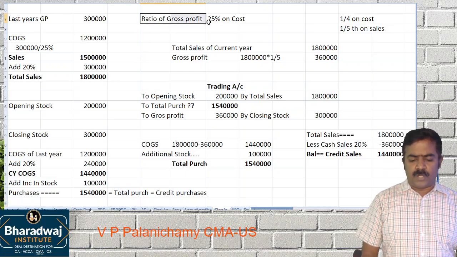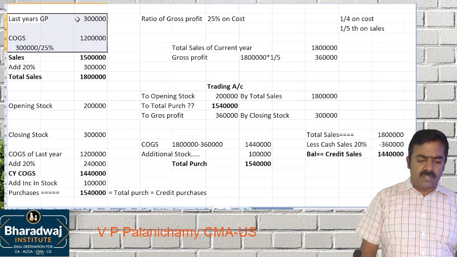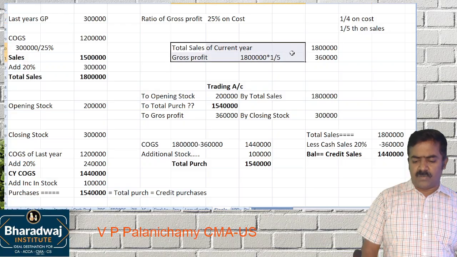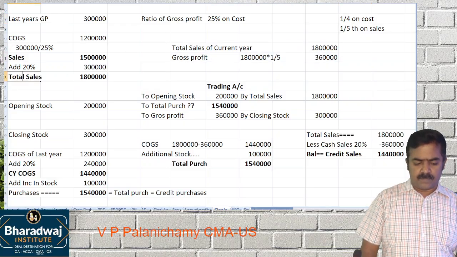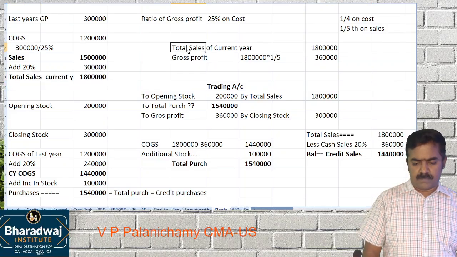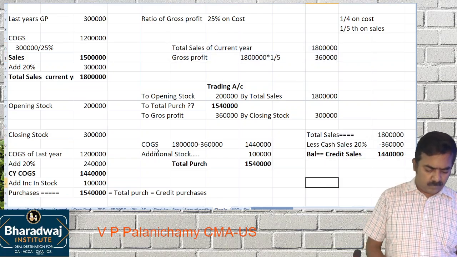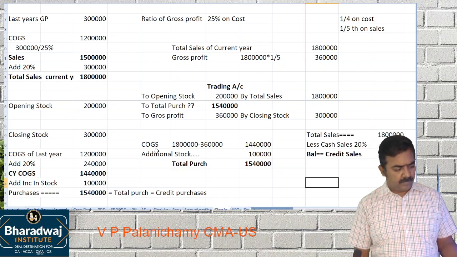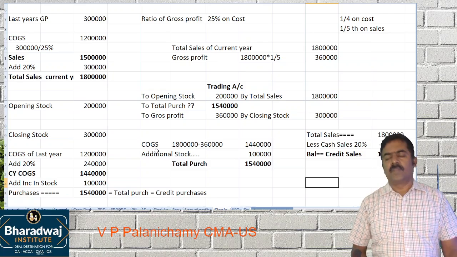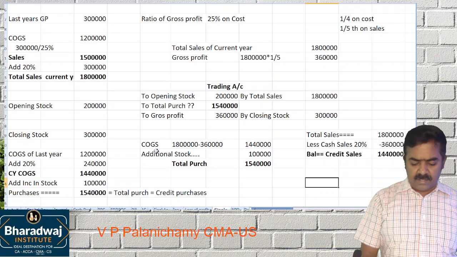Gross profit ratio is 25% on cost. Using that, from last year's cost of goods sold we find out sales. Cost of goods sold plus gross profit will give us sales. 1/4 on cost means 1/5 on sales. Prepare the debtors account and the creditors account next.